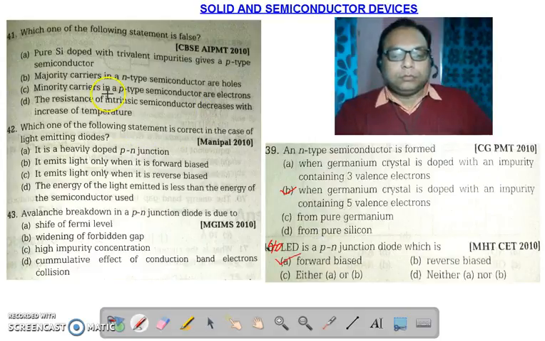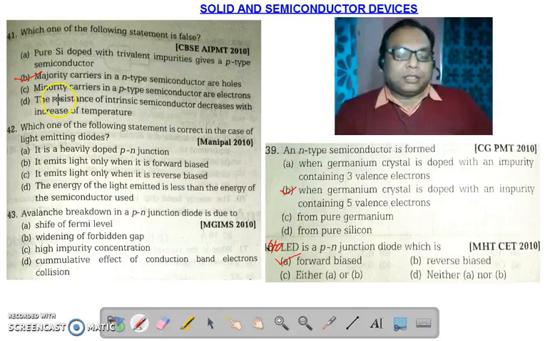So let's see question number 41. Which one of the following statements is false? We have to find the false statement. Statement A: pure Si doped with a trivalent impurity gives a p-type semiconductor. Obviously, it is true. Option B, majority carriers in n-type semiconductors are holes. No, it's wrong. For n-type semiconductors, the majority carrier is electrons. Free electrons are the majority carriers, and the minority carrier is the hole. So I think option B would be the false option.